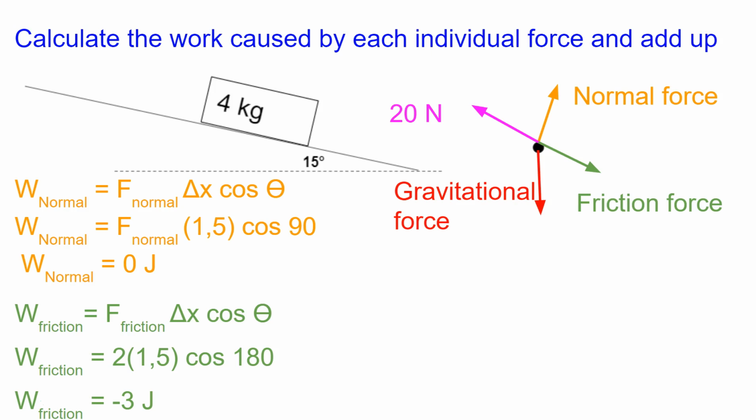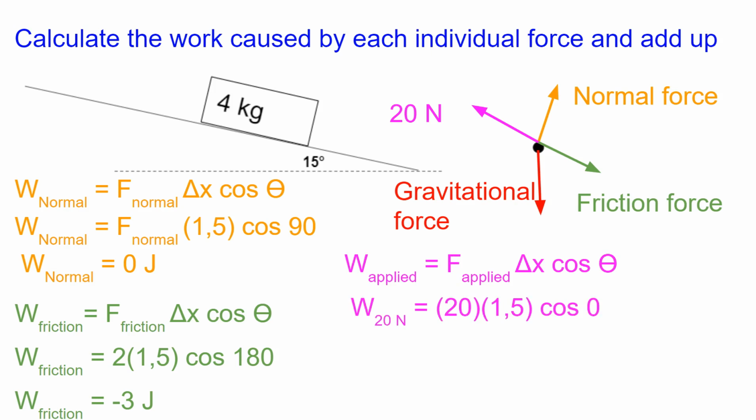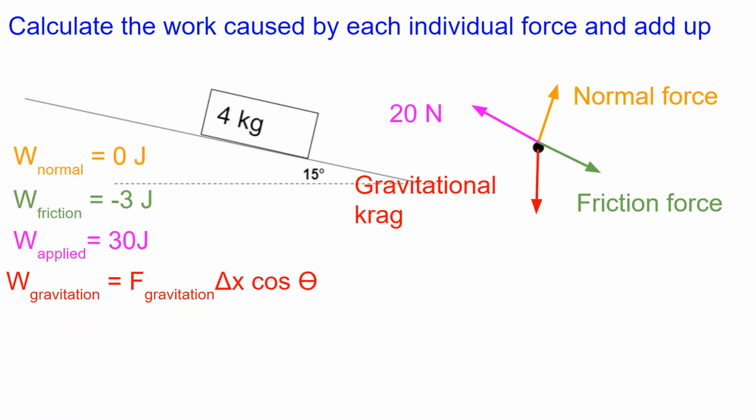So I calculated my normal force, my friction force, and let's go with the applied force. That's also a nice and easy one. Applied force is 20 Newton. It's moving over a distance of 1.5 meters, and the applied force and the distance over which this object is moving is exactly in the same direction. So the angle between those two is 0. So I just have 20 times 1.5 because cos of 0 is 1, and that will give me 30 joules. So I calculated the normal force, the friction force, the applied force. Now let's have a look at the gravitational force.